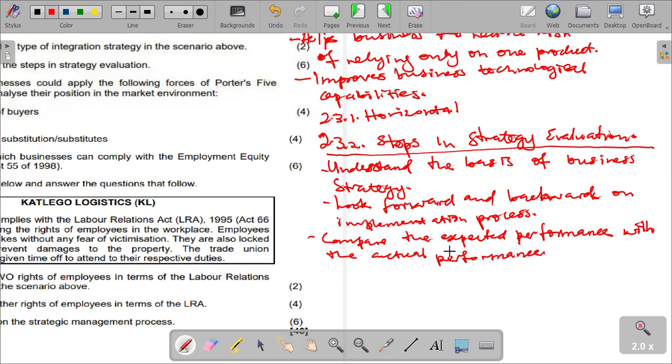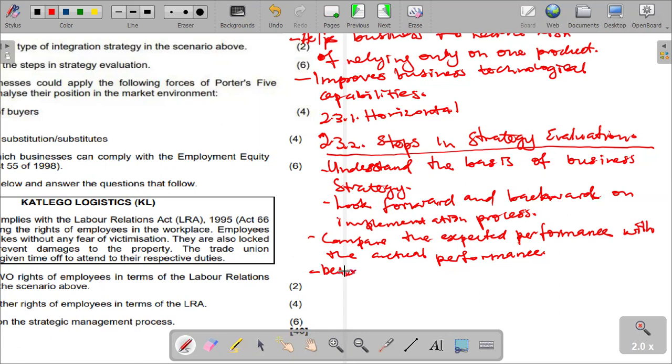We need to identify the deviations or the variances that are there in order for us to see what are the areas of improvement or areas of change that need to be reviewed. So compare the expected performance with the actual performance in order to identify the deviations between the two. When that comparison is done, we need to determine the reasons for deviation.